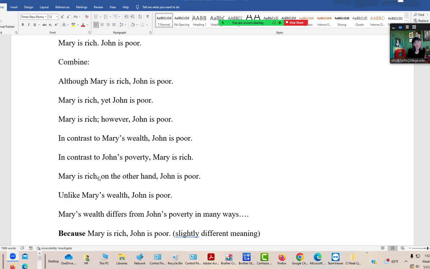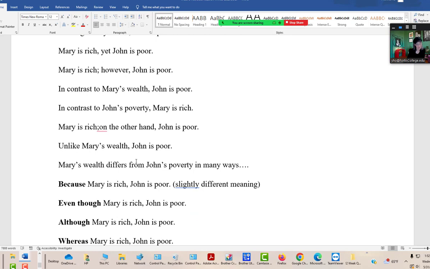It also has the wrong punctuation that nobody noticed. It's supposed to go like this. Now that's correct. I was probably teaching another class and I made it wrong on purpose. That was a comma splice. Anyway, Mary is rich. On the other hand, John is poor. Everyone got stuck on that.